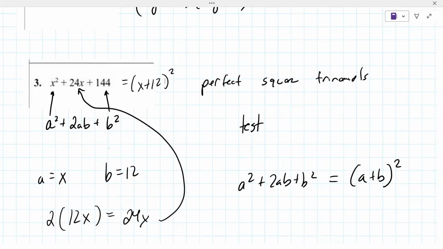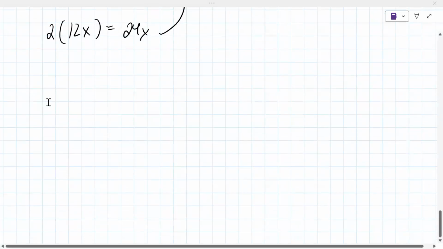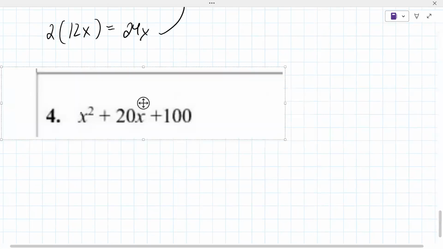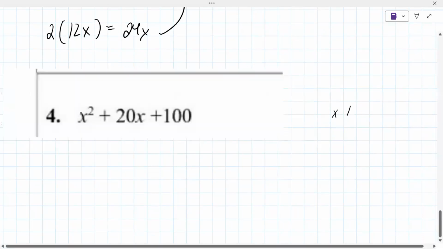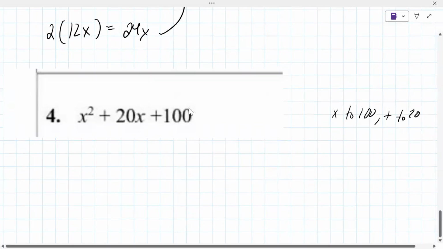How do you know when to do that versus when to do some of the other ones we were doing earlier, like with the plus and the minus? Well, there's some overlap. You could do two numbers that multiply to 100 but add to 20, and that still works. You just find that they're the same numbers.